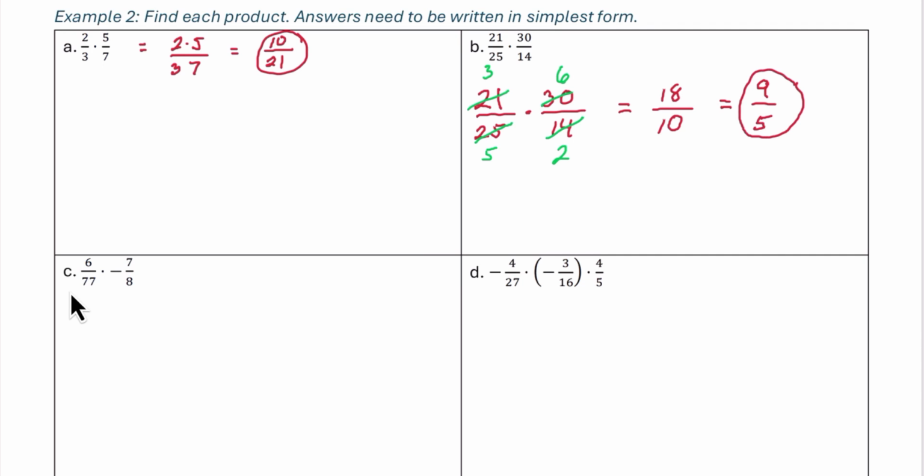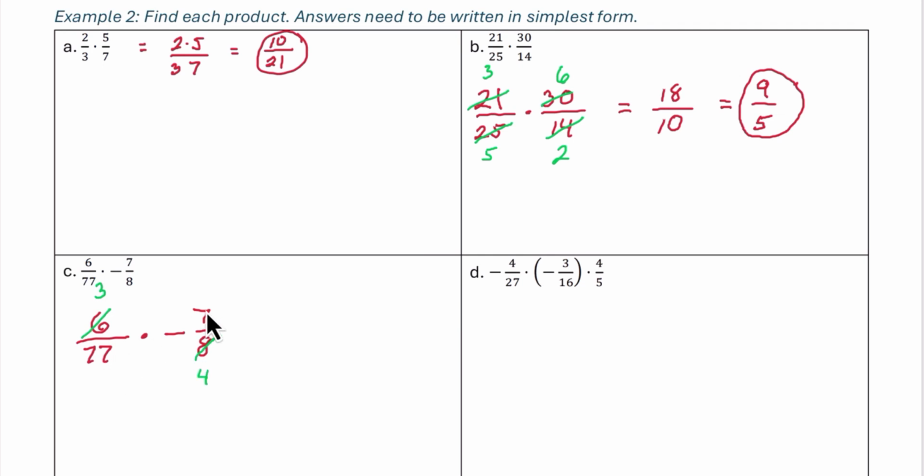In this example, again, we can reduce before we multiply. So let's just copy the original problem first. And now we want to ask, do 6 and 8 have anything in common? They do. They have a common factor of 2. So 2 goes into 6 3 times. 2 goes into 8 4 times.